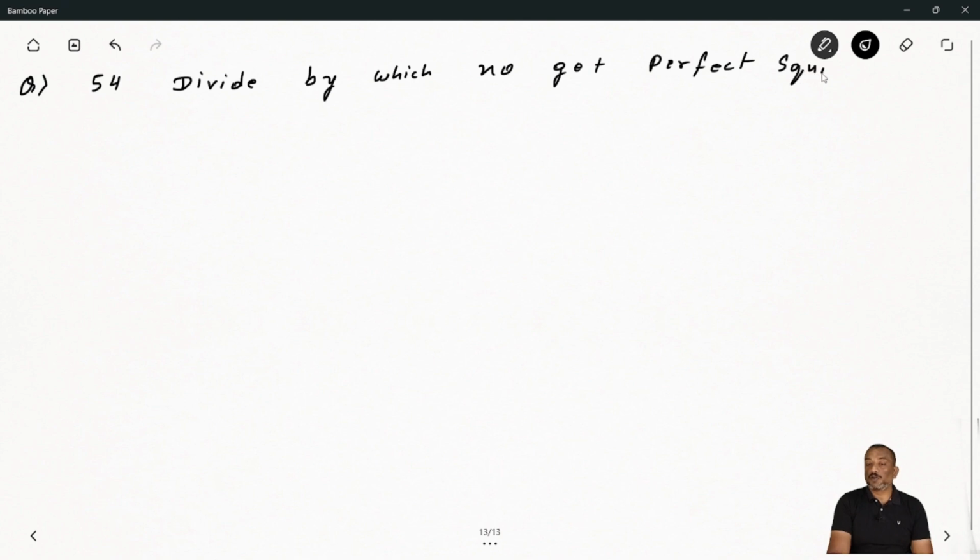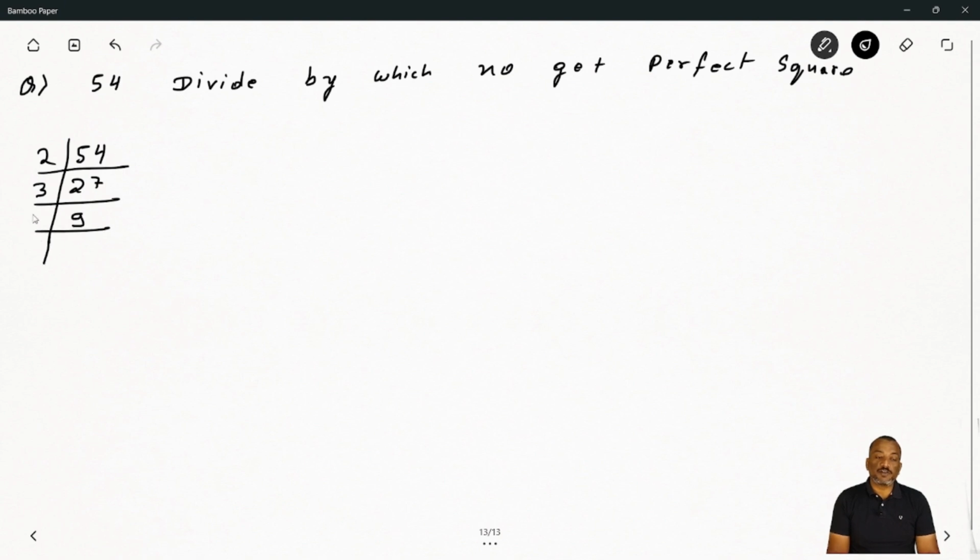Okay, so here, what we will do is find the prime factorization of 54. You can say 2 times 27. Now 27 divided by 3 gives 9, and again with 3 you will get 3, and then 1. So now you can write its factors: 2 times 3 times 3 times 3.